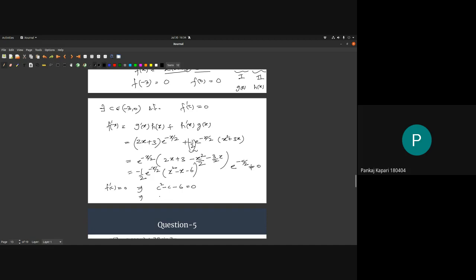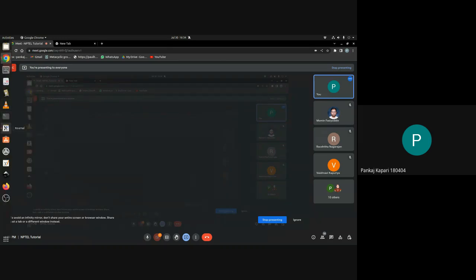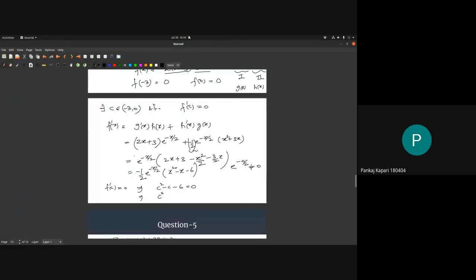How do we factorize it? You just write c square minus 3c plus 2c minus 6 equal to 0, because if you subtract 2c from minus 3c, you get minus c. So this will imply that just take common.